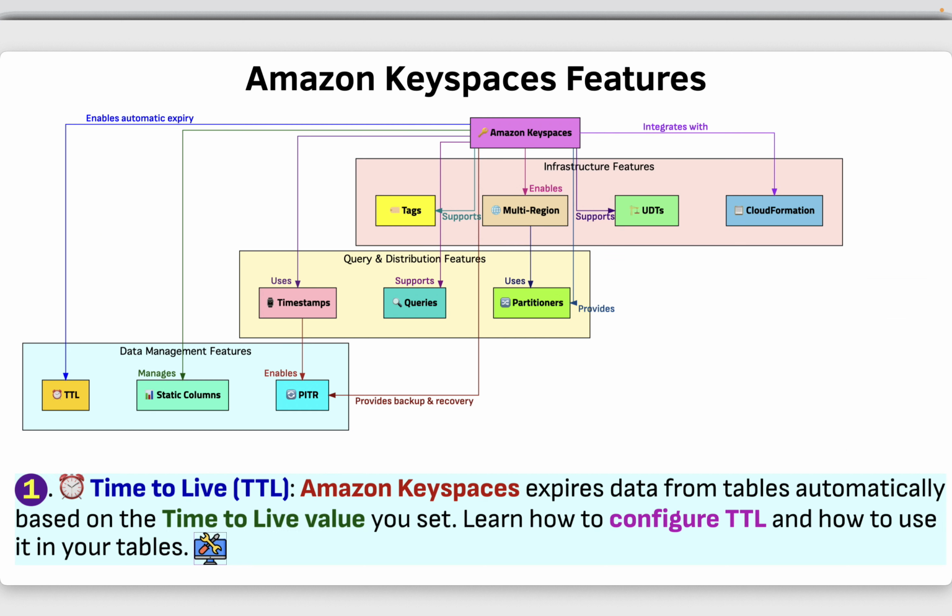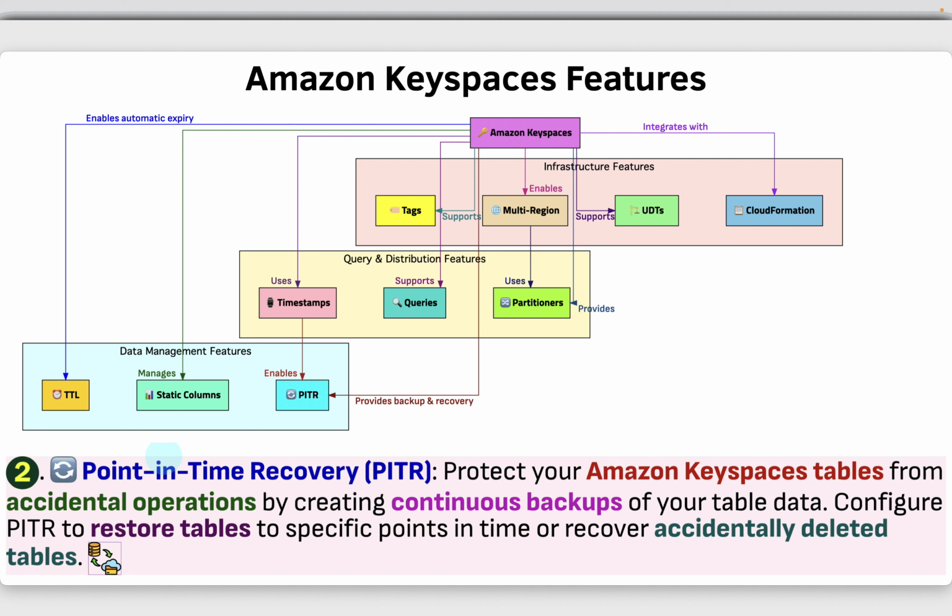So last, I will just cover all the Keyspaces features. So first one, time to live. Amazon Keyspaces expires data from tables automatically based on the time to live value you set. And you should learn how to configure TTL and how to use it in your tables.